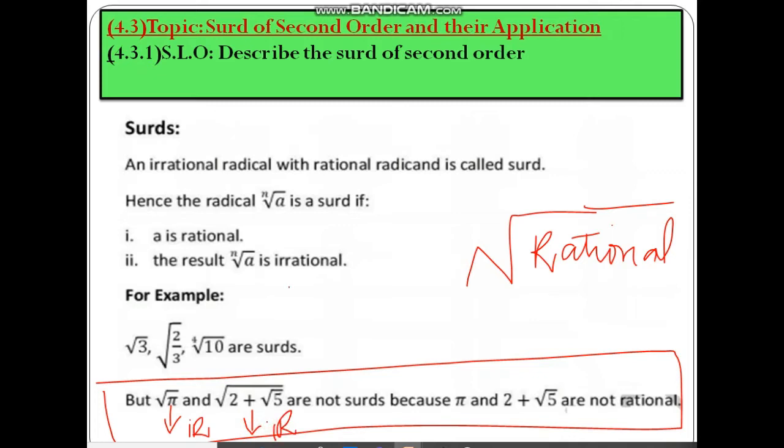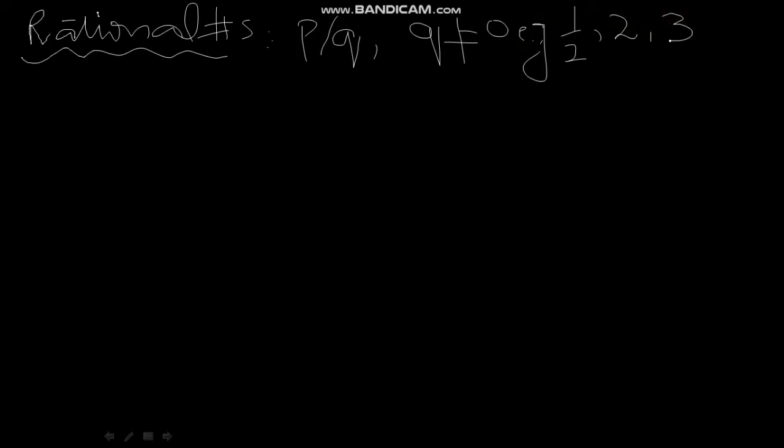So here I think I need to explain what are rational and what are irrational numbers. First of all, let us discuss rational numbers. The numbers in the form of P by Q, where Q is not equal to 0, are called rational numbers. Like 1 upon 2, 2, 3, as they can be written in the form of P by Q: 3 by 1, 2 by 1, and 5 by 4 are all rational numbers.